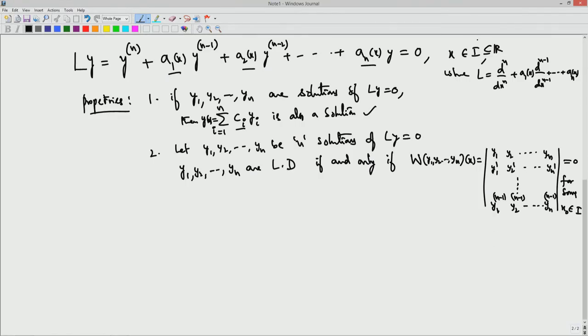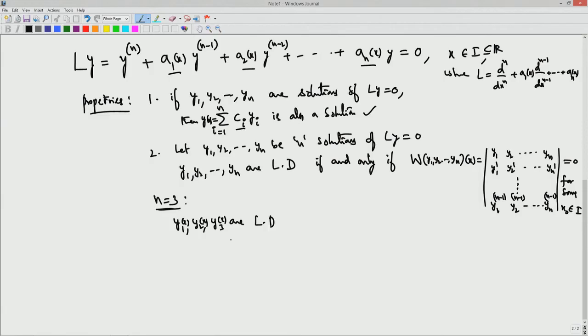This is also easy to show, the way we have seen. We will just demonstrate for n equal to 3, if they are linearly dependent. What do you mean by dependent? y1, y2, y3 are linearly dependent means what? We have seen that for two functions y1 and y2, the definition is y1 by y2 is constant. That means one you can write in terms of the other.